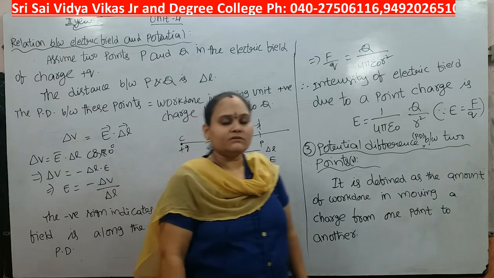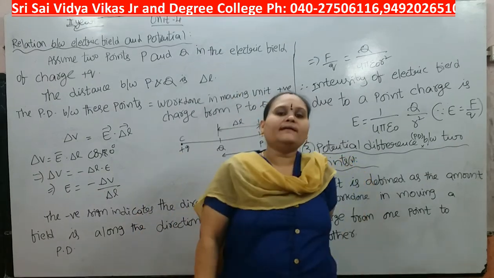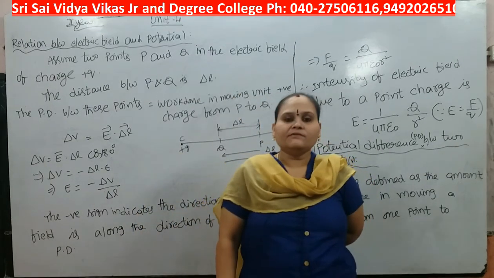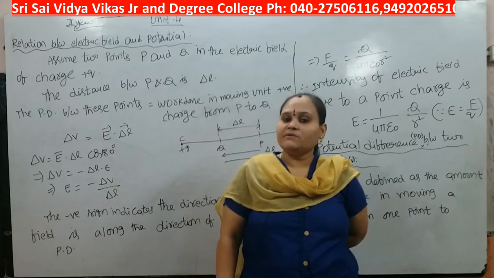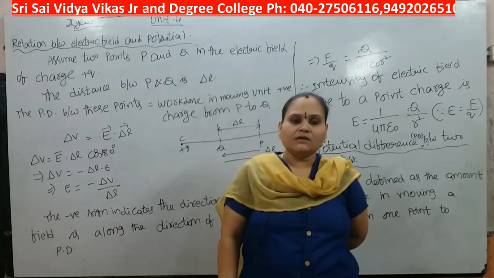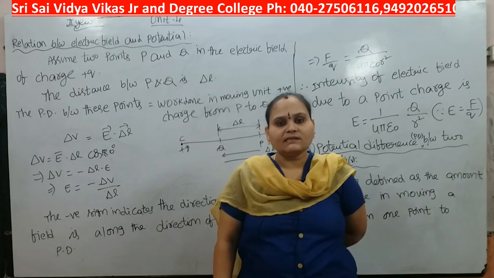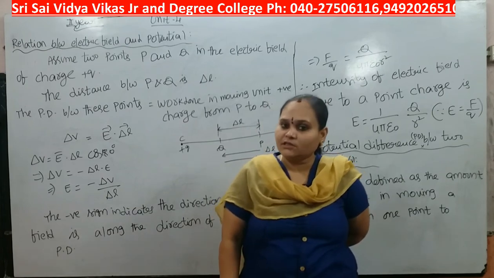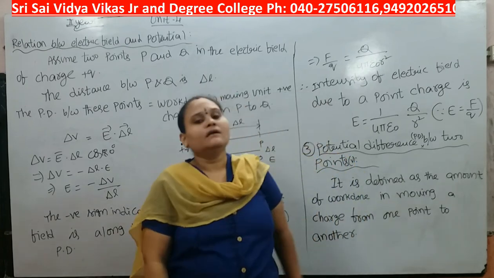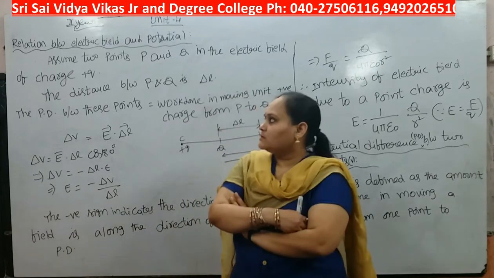So, the negative sign indicates E equal to minus del V by del L is the relation between potential difference and the electric field. So, the negative sign indicates that the electric field is along the direction of the decreasing potential. Okay, this is our answer.